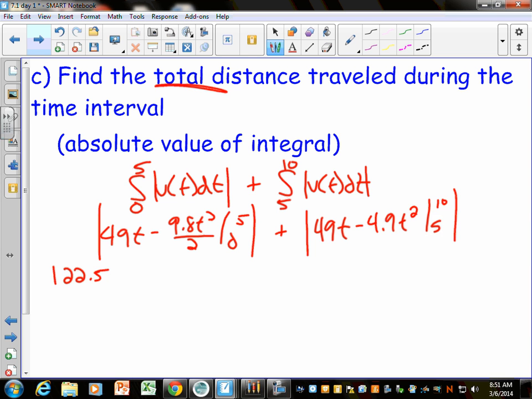How is 49 times 5 a decimal? Oh wait, it's not. I did all this together and just wrote one number down. I was so confused for a second because this is what I have down as my absolute value. So I must have just plugged 5 in for all of that.